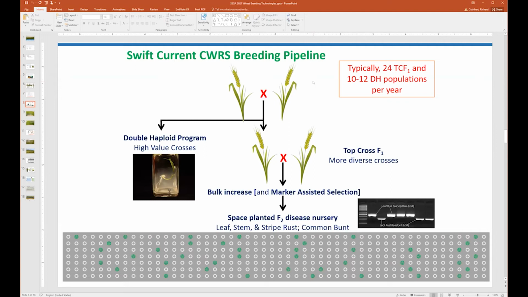From single crosses, we can go into what we call the doubled haploids, or we can go into our more diverse crosses and use another parent to cross onto those. And I don't want to get into the weeds, so we'll keep this at a very high level. But we get to this F2 disease nursery where we'll assess for simply inherited traits like leaf rust, stem rust, stripe rust, common bunt resistance, and plant type.